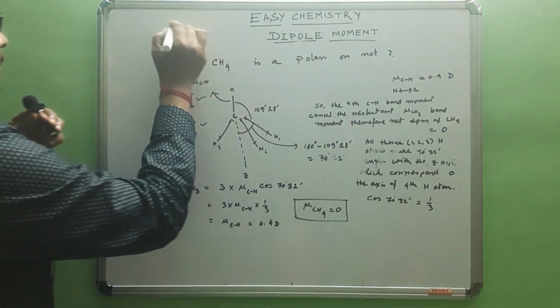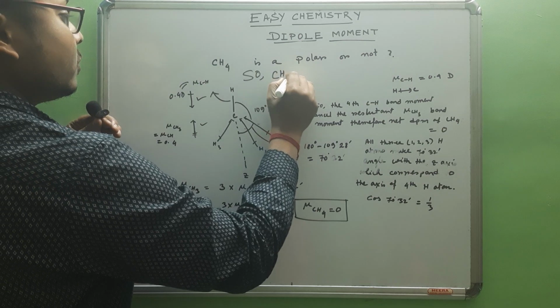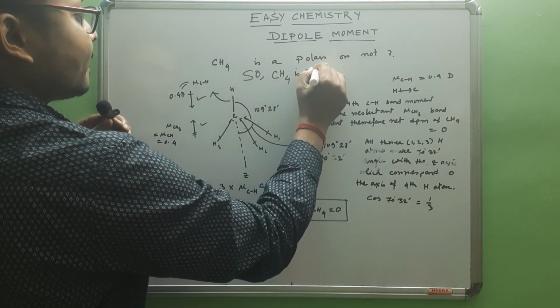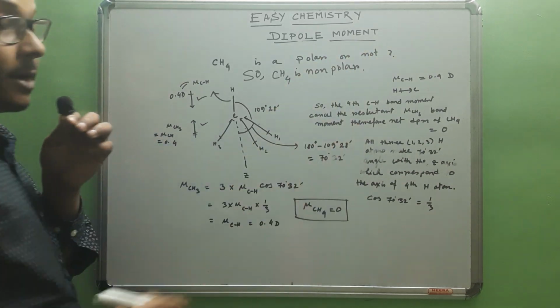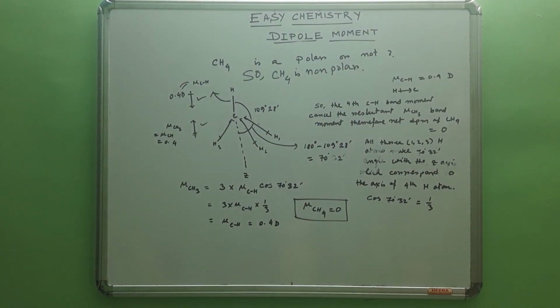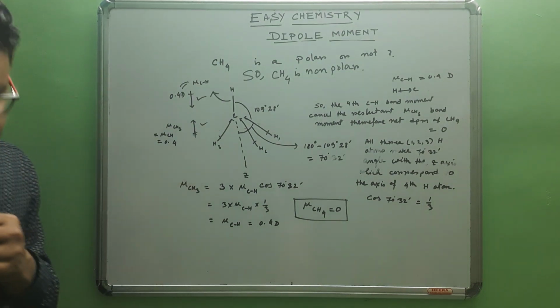So methane, I'm writing here, CH4 is non-polar. CH4 is non-polar. I hope, my dear students, you can get my answer. So CH4 is a non-polar molecule. Okay, so please write down the notes. We are moving towards the next example.